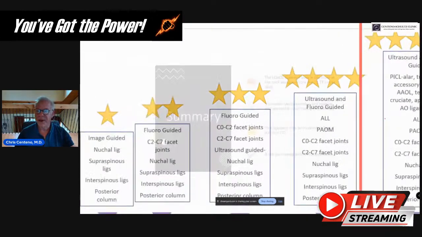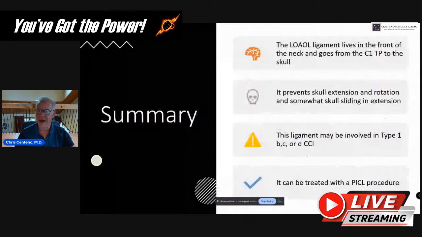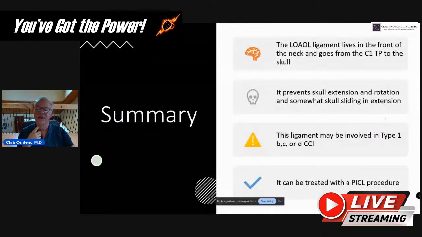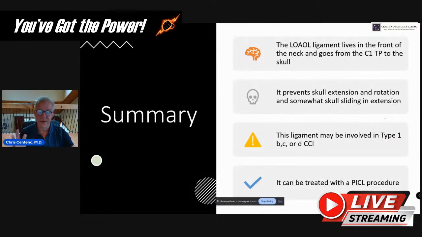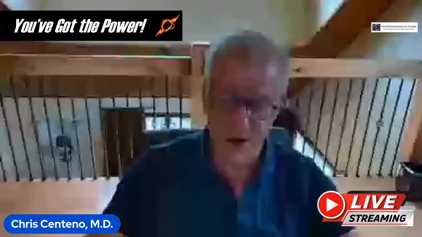So in summary, this ligament lives in front of the neck and goes from the C1 transverse process to the skull. It prevents skull extension and rotation and somewhat skull sliding and extension. The ligament can be involved in type 1 B, C, or D CCI, and it can be treated with a PICL procedure. So let me stop sharing here and see if we've got any questions that I can answer.